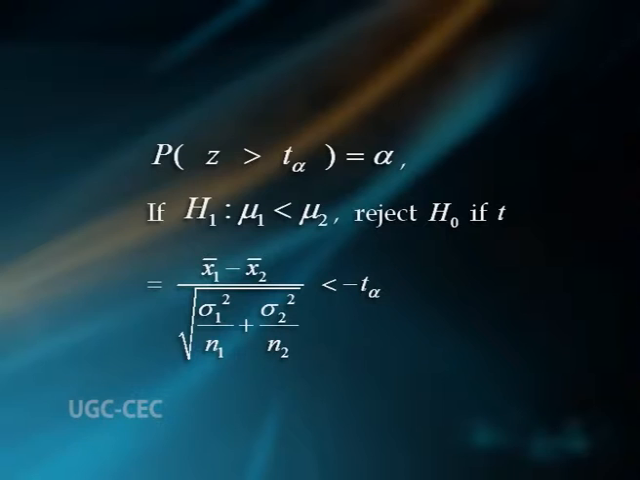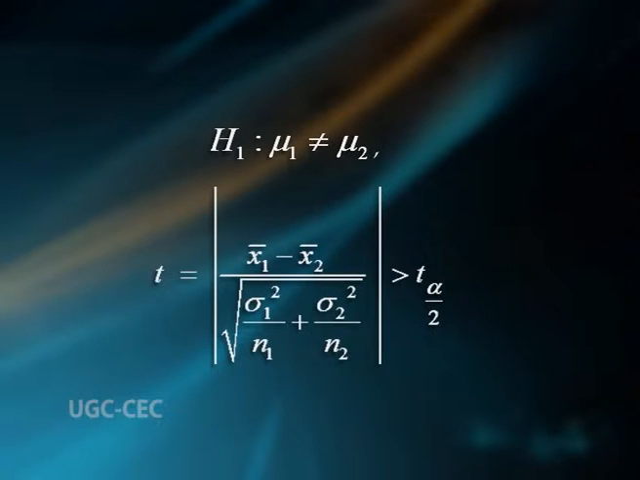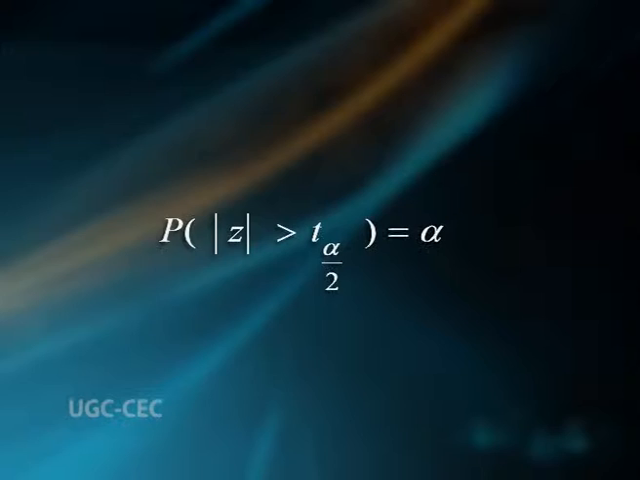If H 1: mu 1 less than mu 2, reject H naught if t equal to (x bar 1 minus x bar 2) divided by square root of (sigma 1 square by n 1 plus sigma 2 square by n 2) is less than minus t alpha. If H 1: mu 1 not equal to mu 2, reject H naught if t equal to modulus of (x bar 1 minus x bar 2) divided by square root of (sigma 1 square by n 1 plus sigma 2 square by n 2) is greater than t alpha by 2. The standard normal table gives the value of t alpha by 2 such that probability of modulus of z greater than t alpha by 2 equal to alpha.